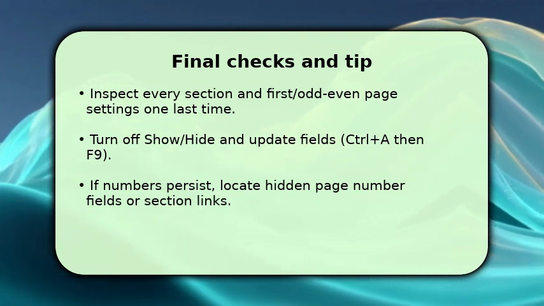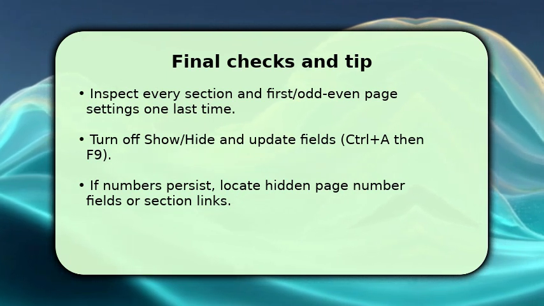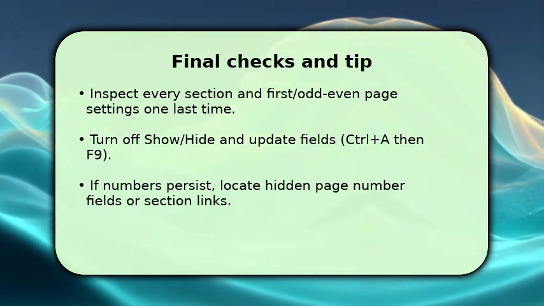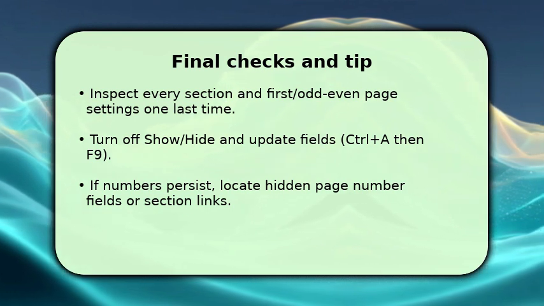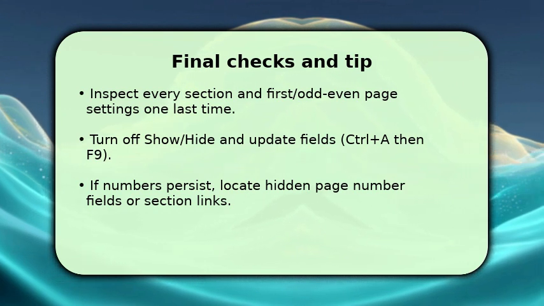If numbers still reappear, reveal formatting again and search each header/footer for hidden fields or remaining Link to Previous chains. Often a single linked section recreates numbering. As a workaround, save as PDF to freeze layout after removing numbers.